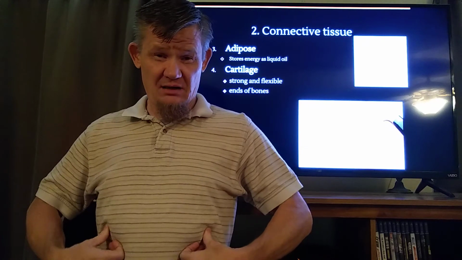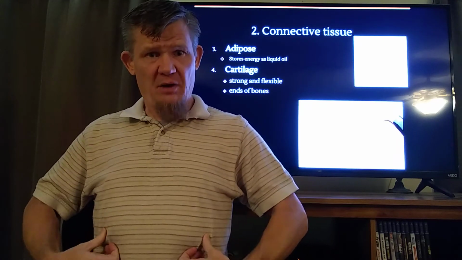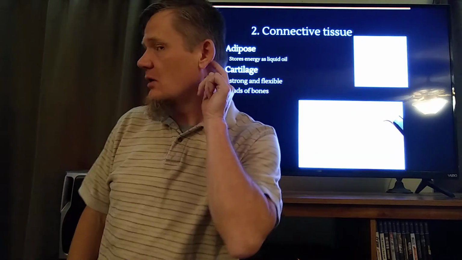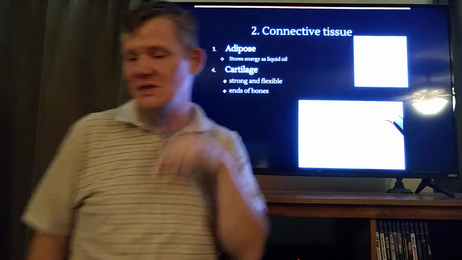This outermost portion of your rib cage right here, that is cartilage. If you push on it, it feels as hard as bone. Some cartilage is actually quite tough. Other cartilage is actually quite squishy.